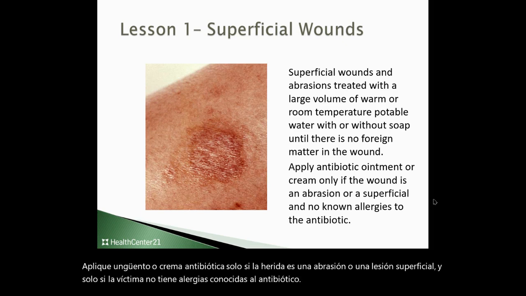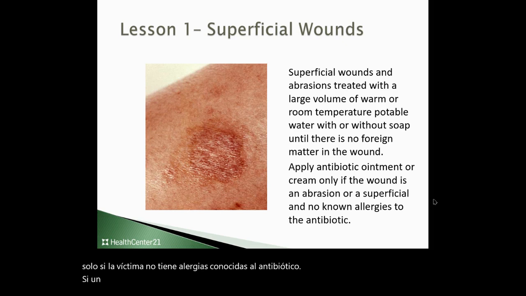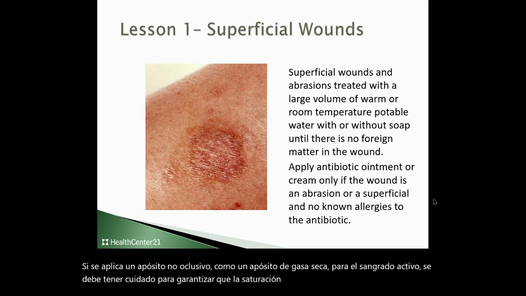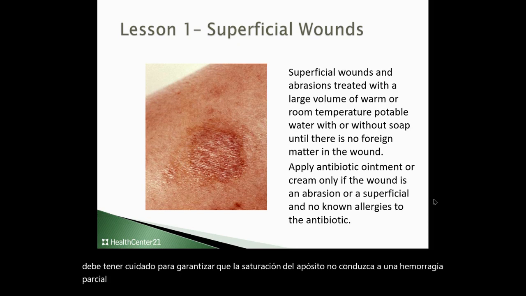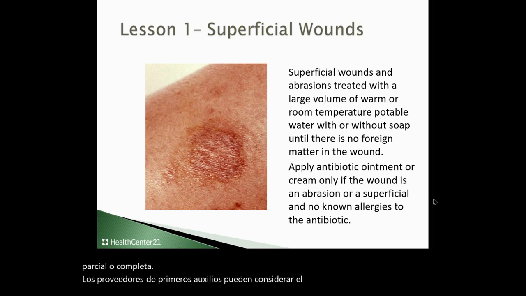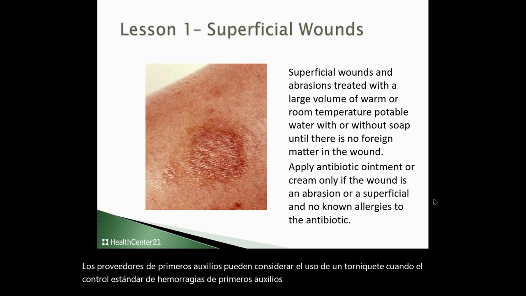If a non-occlusive dressing, such as dry gauze dressing, is applied for active bleeding, care must be taken to ensure that saturation of the dressing does not lead to partial or complete occlusion. First aid providers may consider the use of a tourniquet when standard first aid hemorrhage control does not control severe external limb bleeding, but only with proper training.